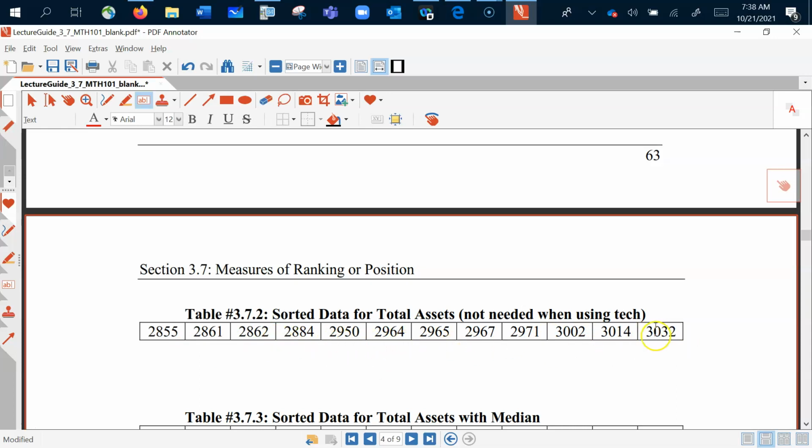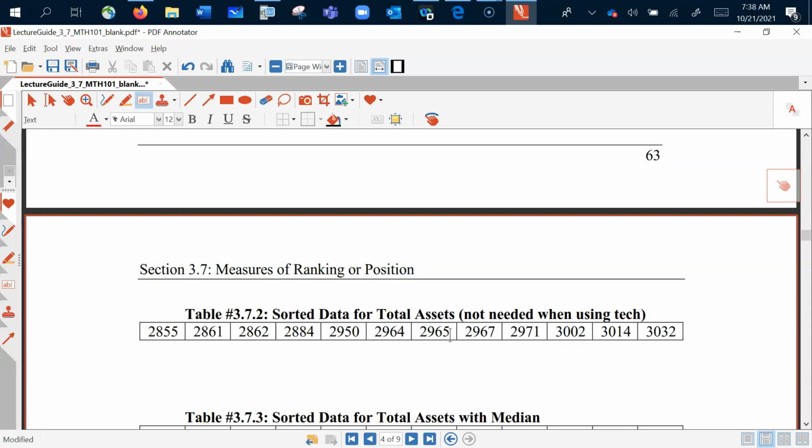Now there are 12 data values, so the sample size is 12. 12 divided by 2 is 6, so it's going to be a tie for the middle between the 6th and the 7th value. If I count 1, 2, 3, 4, 5, 6, I'm going to have a tie between 2964 and 2965. So the first step is put all the data in order. The second step is find the median.